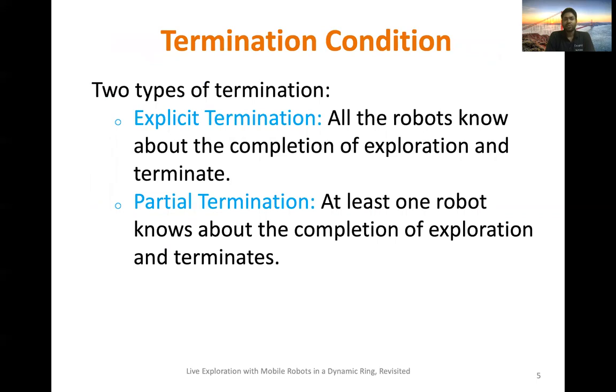Typically, there are two types of termination. One is explicit termination, where all the robots know about the completion of the exploration and they terminate. Whereas partial termination is where at least one robot knows the completion of the exploration and terminates. Essentially, if there is exactly one robot, explicit termination and partial termination are equivalent.